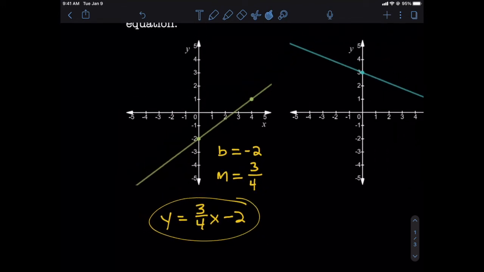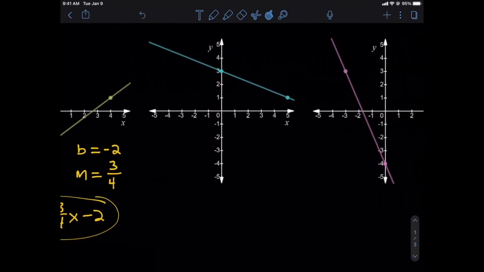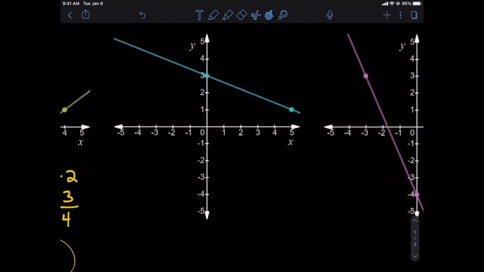Let us take a look at the next example problem. Different graph does not mean different rules. Start by finding the y-intercept, the point where the line crosses the straight up and down axis. This here tells us that our y-intercept, or our b value, is equal to 3.